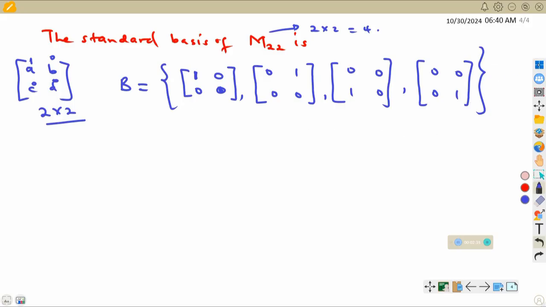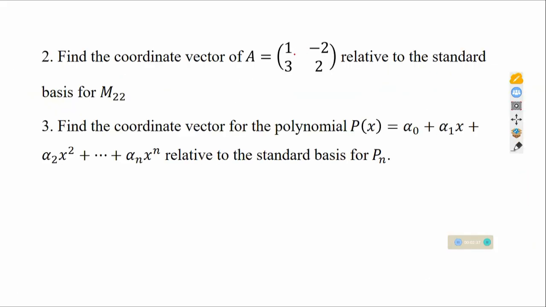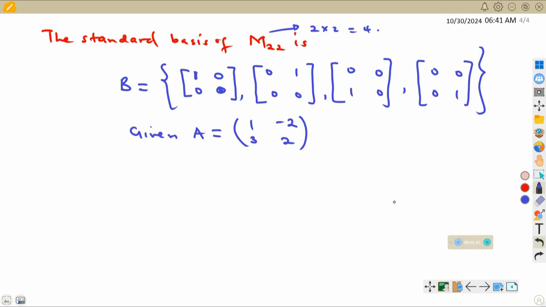Then we are having a vector which is 1, negative 2, 3, 2. So the given vector is A. We need to obtain the coordinate vector of A relative to the standard basis, which is B. So to obtain this, as we said, we must write A as a linear combination of vectors in B. That is how we shall be in a position to get that.